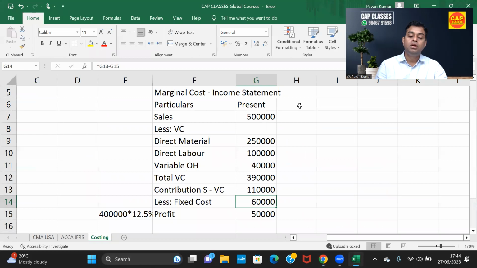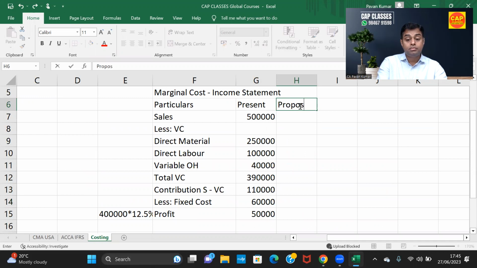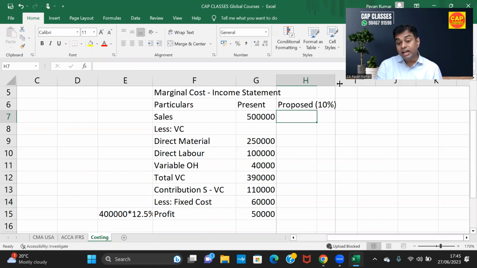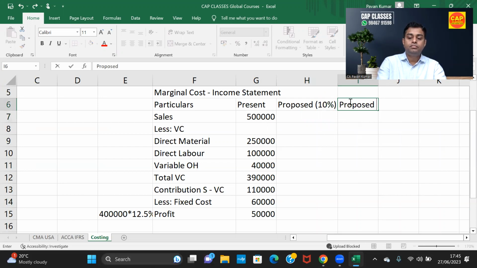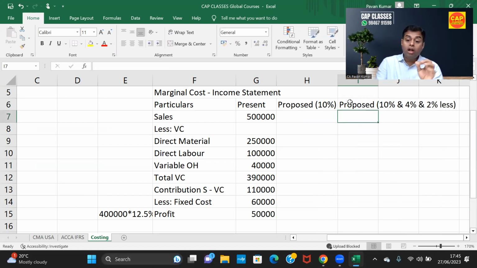So this is present. They have done one more column with proposed 10% increase. This they have done. And then they have done proposed 10% up and 4% up in selling price and 2% down, less than cost. So if all these things are satisfied, then what will happen?